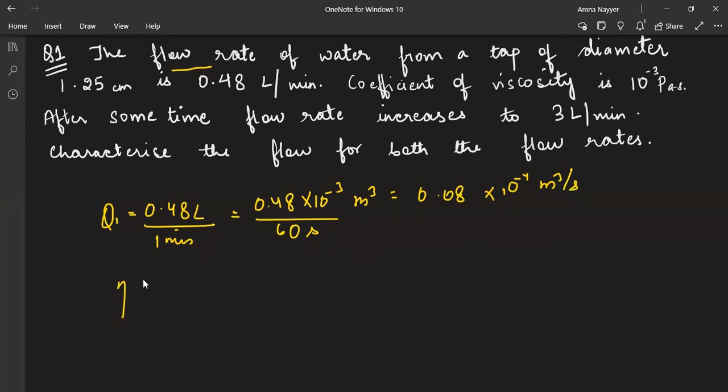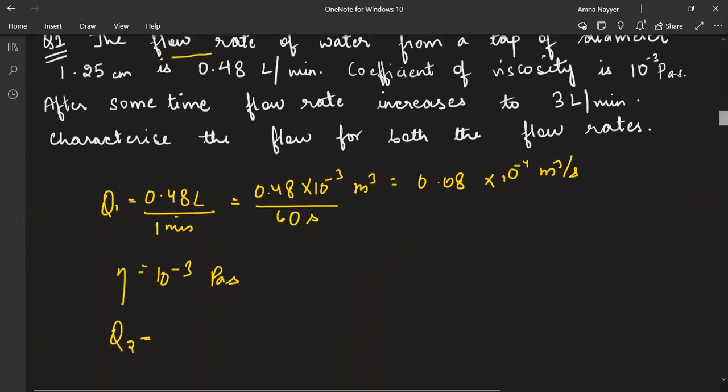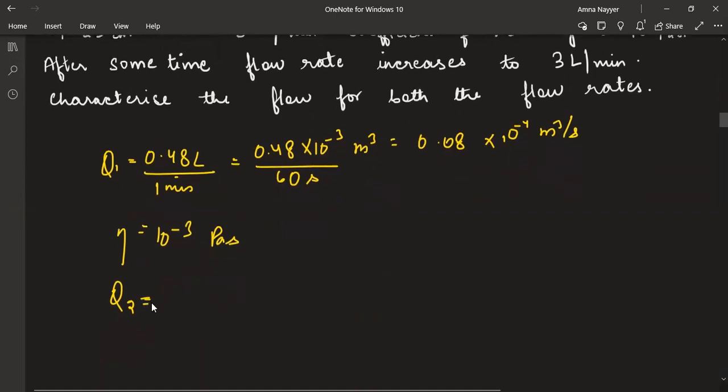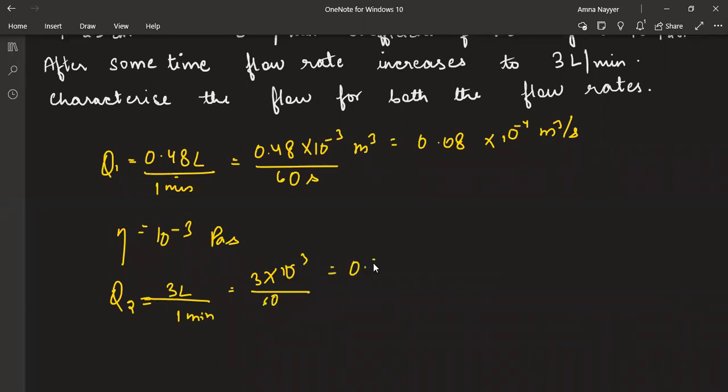Eta is given as 10 to the power minus 3 Pascal seconds. We'll be having the value of Q2 as well, same way, 3 liter per minute. This also we'll convert. So Q2 will become 3 liter by 1 minute. This will also become 3 into 10 to the power minus 3 divided by 60 seconds. So this will become 0.5 into 10 to the power minus 4 meter cube per second. So this is Q1, this is Q2.